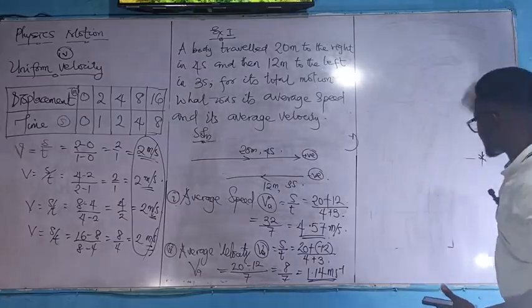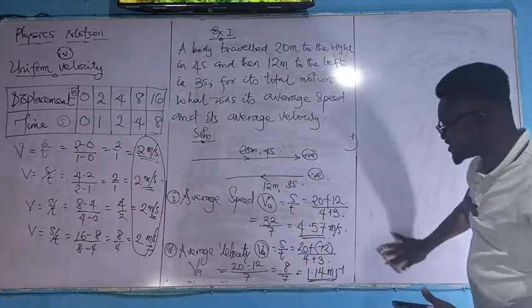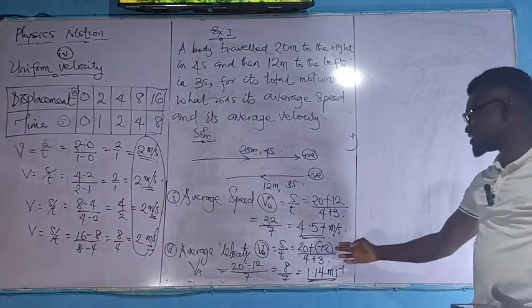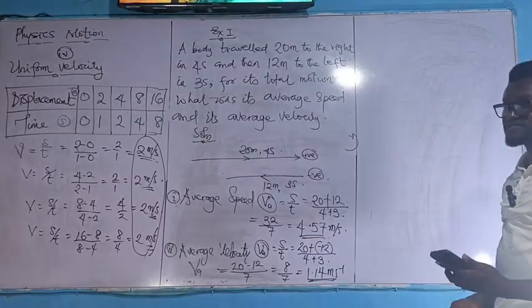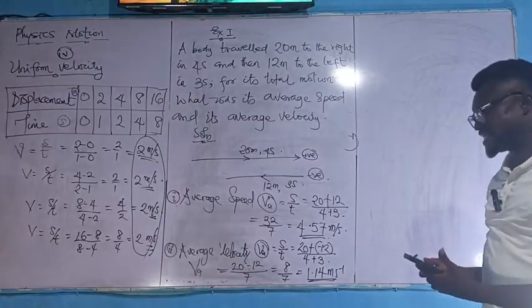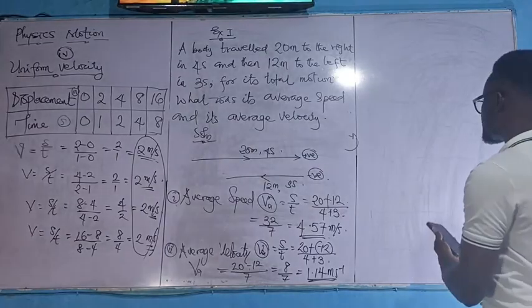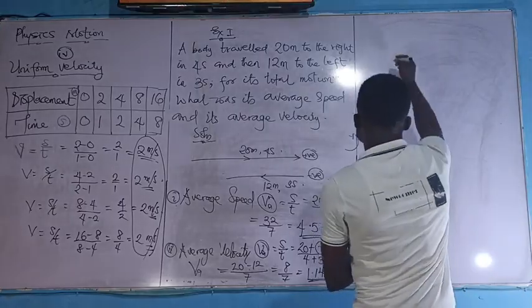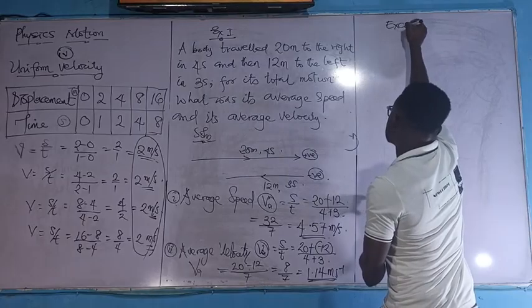So as you can see from the one we solved, the velocity and the speed, we didn't get the same value, telling you that what? They are not the same thing. Okay. So we have another exercise, exercise 2.